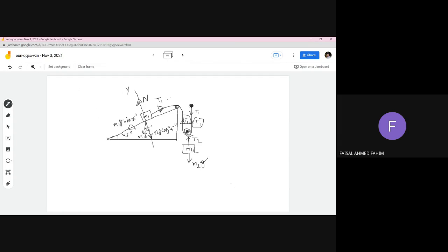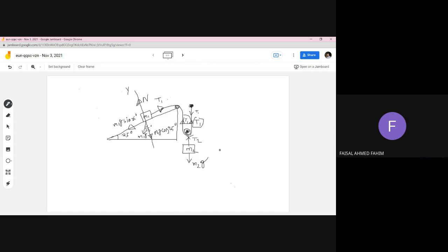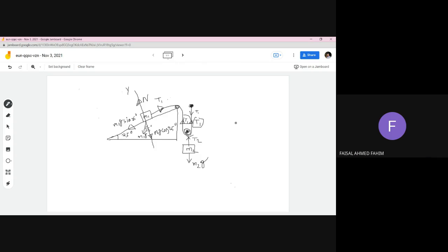Sir, what would be the direction if M1 is greater than M2? I have no idea about the direction, so we have to consider a direction. Then we solve it. If the direction is correct, then it is fine. But if it's wrong, that means the answer is negative, then the motion will be in the different direction. So if we consider T is greater than M1 g sine 25 degree, then if the answer is positive, M1 is moving upward. But if the answer is negative, then M1 is moving downward and M2 is moving upward.